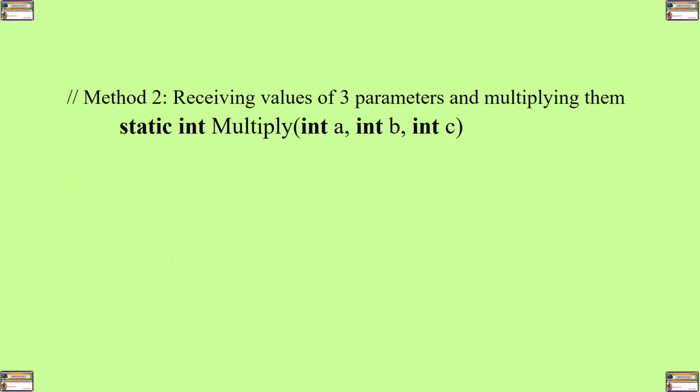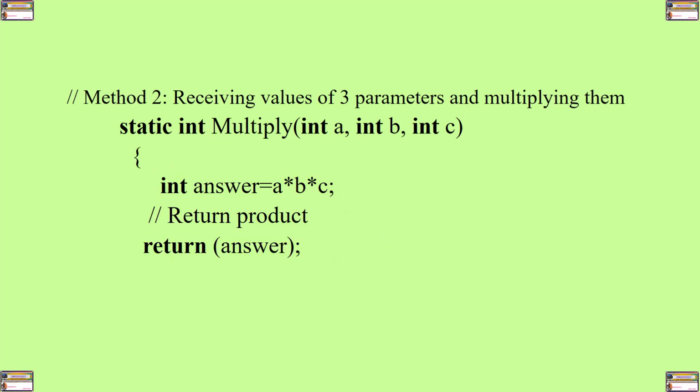But in real sense, it is the same method with the same name multiply, but it differs in the number of parameters. So three values are received through parameter A, parameter B, and parameter C. When they are multiplied together, the result is assigned to the local member called answer of type integer. And then the value in this local member called answer will be returned back to the caller as multiply. So my dear students and the rest of the learners, you can see the application of the same method, same name, but with certain changes, especially in the parameters.